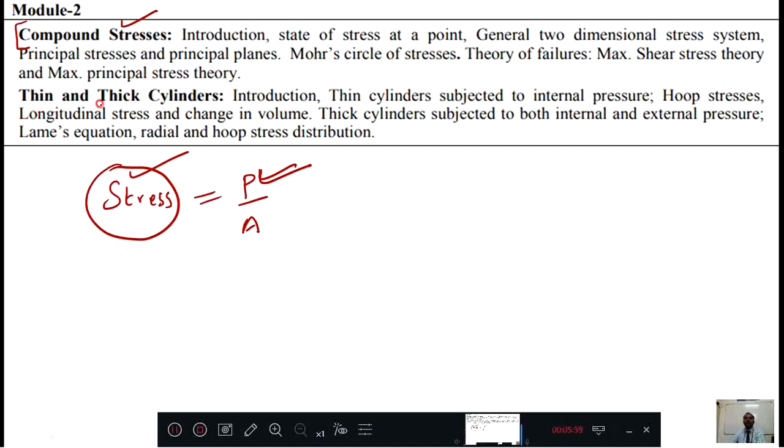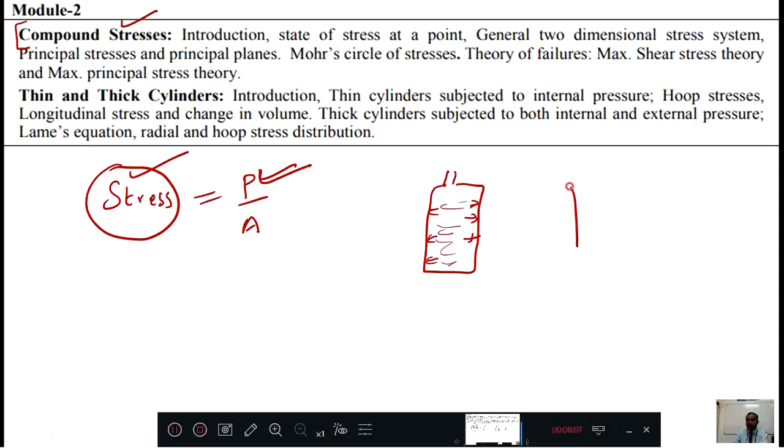And after that, thin and thick cylinders, about that we will study. You know that a perfume bottle will be there. Say for example, this is one bottle where perfume will be filled, and some fluid will be there inside. That fluid will put a lot of pressure because it is compressed fluid, and that will put a lot of pressure on the wall of the cylinder. Then how much pressure, and what is the material quality, whether this material will withstand that or not.